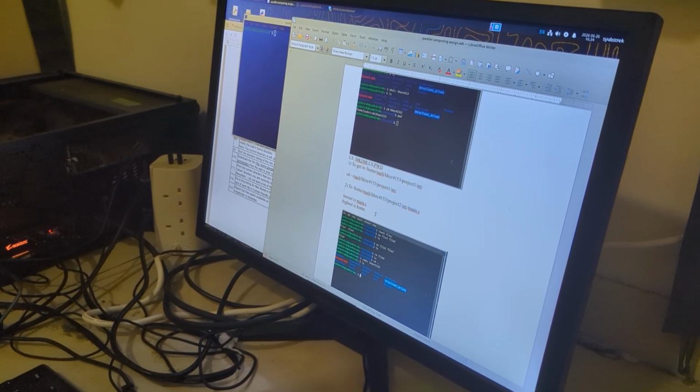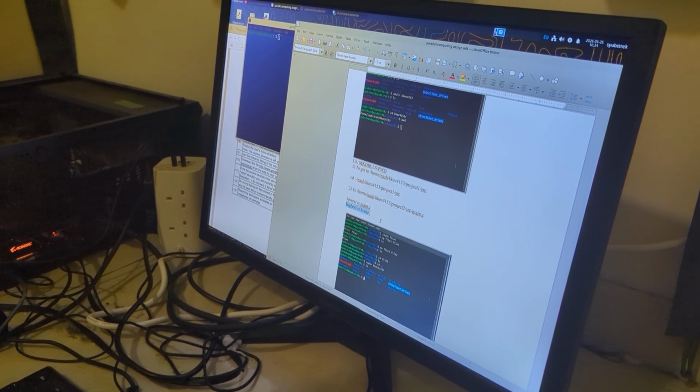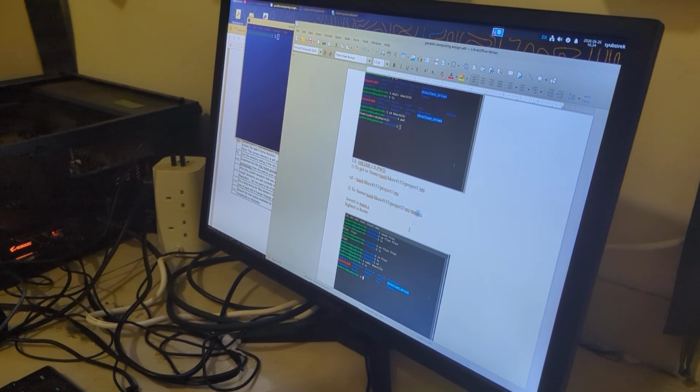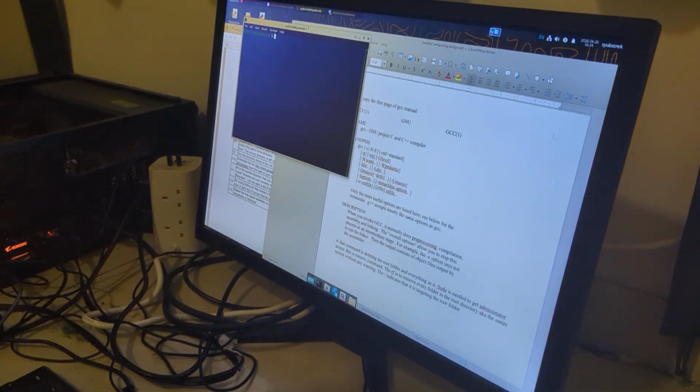For the second question, the lowest is main C and the highest is home. This is the highest, this is the lowest directory. So moving on to the third question.